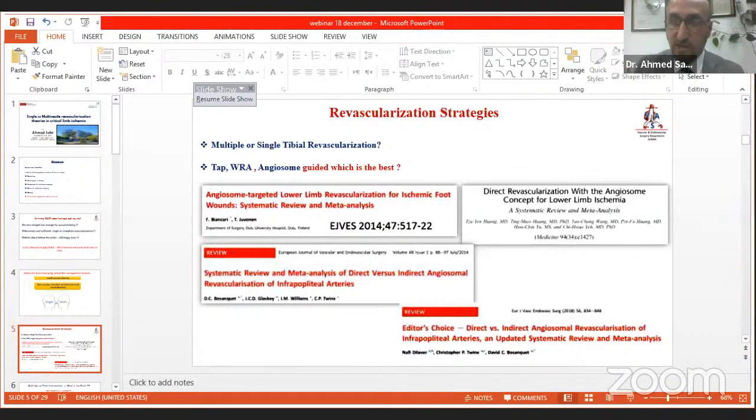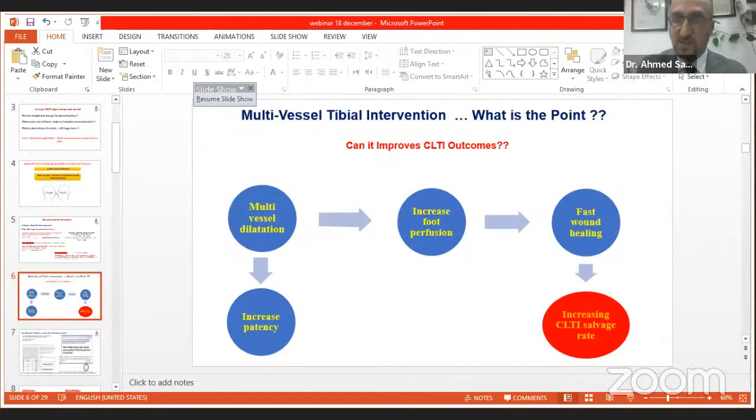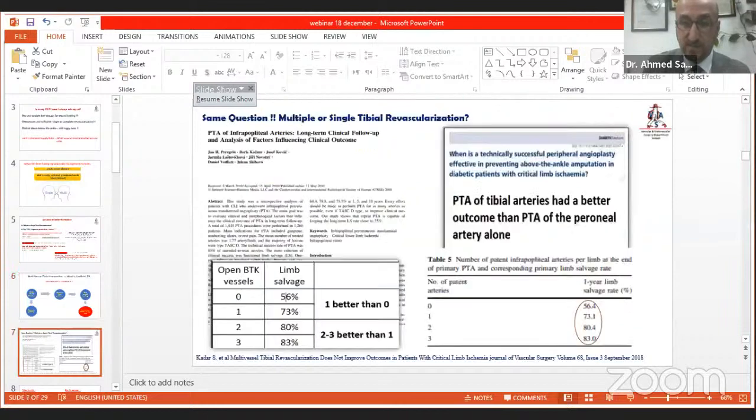And in the review of literature, we have a bunch of studies already published supporting each of the theories. So let's start with the multivessel tibial intervention. What is the point? Can it improve the chronic limb threatening ischemia outcome? Multivessel dilatation increases the foot perfusion, and this of course fastens wound healing and increases patency. But does it really increase the critical limb ischemia salvage rate?